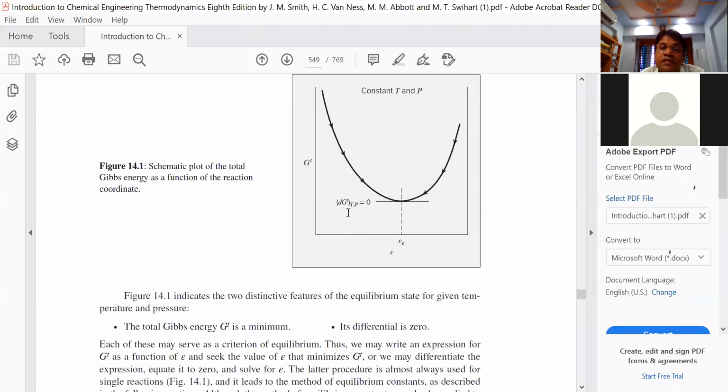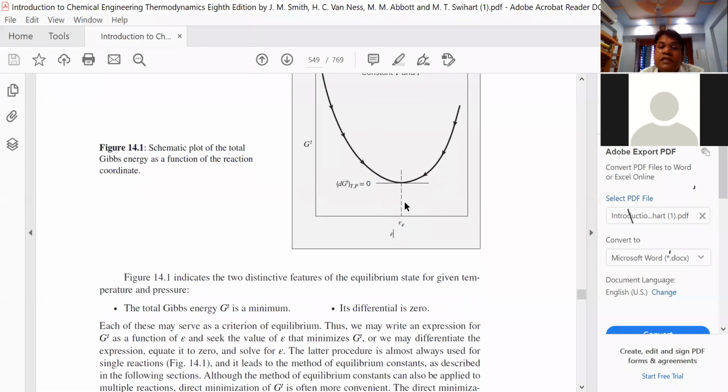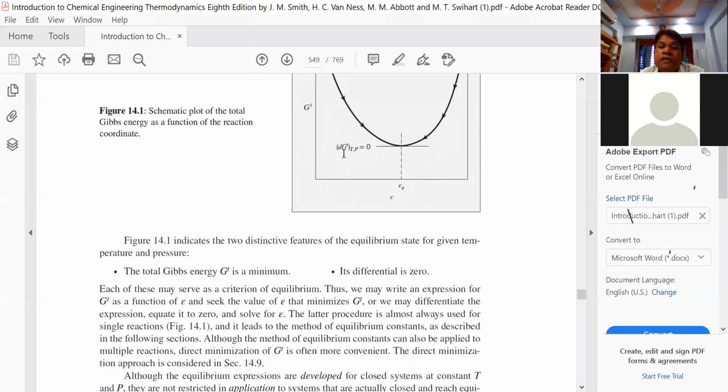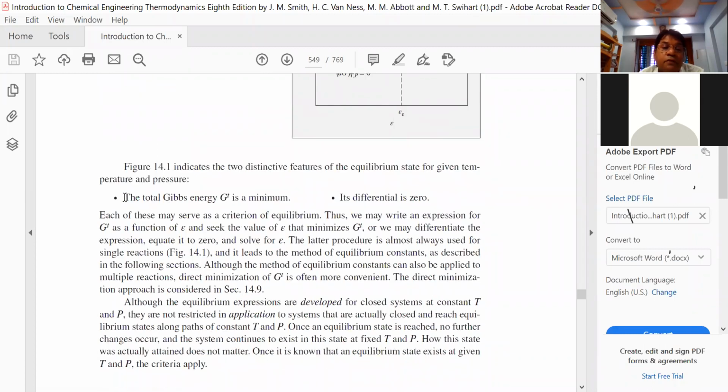And since G is minimum, dG, differentiation of this, should be 0 at constant temperature and pressure. So that is the criteria of chemical equilibrium. So you can write the criteria of chemical equilibrium is G is minimum, or dG is 0 at constant T and P. And this is the criteria of chemical equilibrium in terms of Gibbs energy. The total Gibbs energy GT is minimum and its differential is 0.